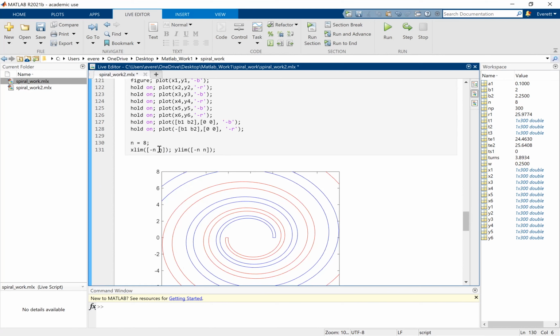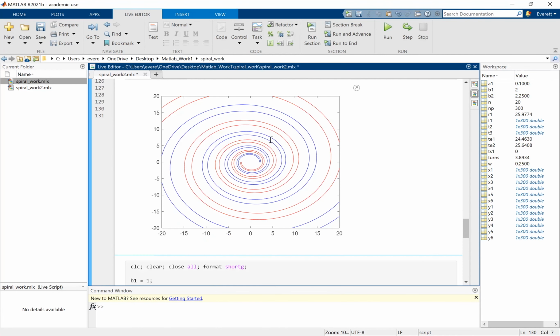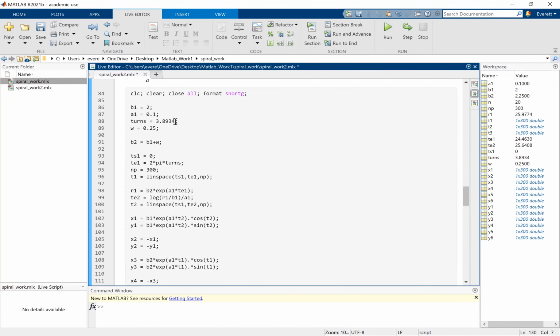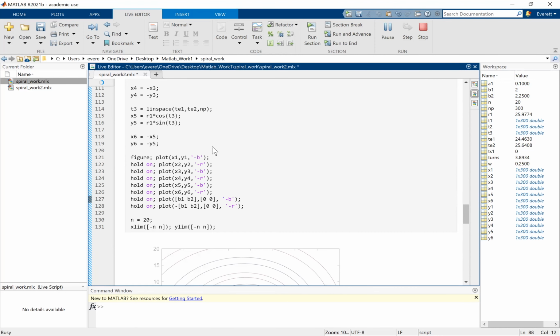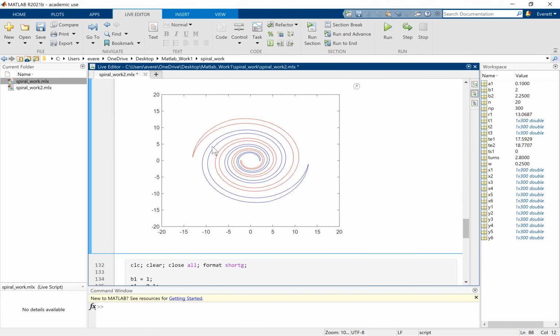Yeah, so this is our equiangular spiral. Oh, I think I put in too many turns here because equiangular spirals grow much faster than Archimedean spirals. So that's the deal with equiangular spirals. Yeah, there we go.